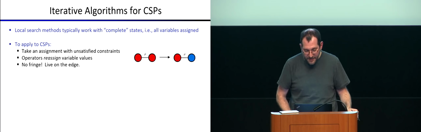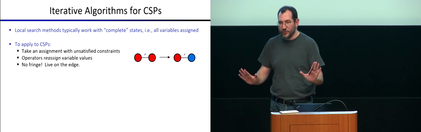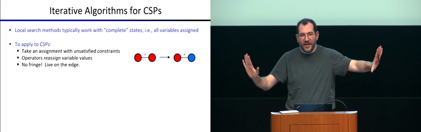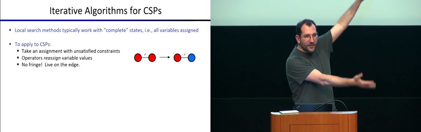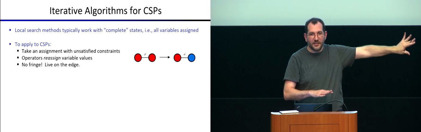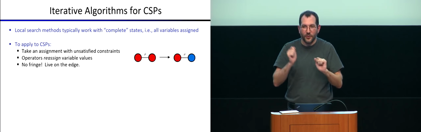Okay? And these methods have no fringe. You live on the edge. There is no backup plan. Normally when you do search, there's a whole backup plan of all of these things you're going to try if your current plan A doesn't work out. That backup plan, that queue, the fringe, can get exponentially large. Here, it does not exist. You've got your current thing, and you're going to keep tweaking it until it works or you give up.